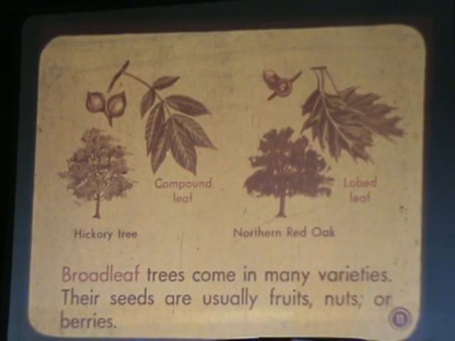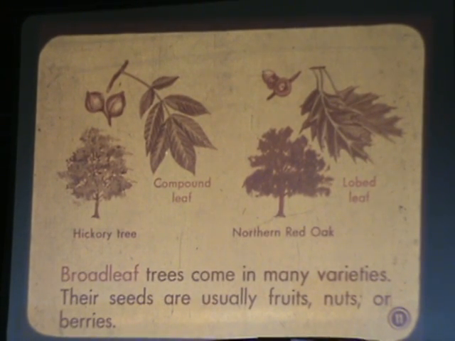Broadleaf trees come in many varieties. Their seeds are usually fruits, nuts, or berries. On the left is the hickory tree, showing a compound leaf, and on the right is a northern red oak, showing a lobed leaf. Which is your favorite?